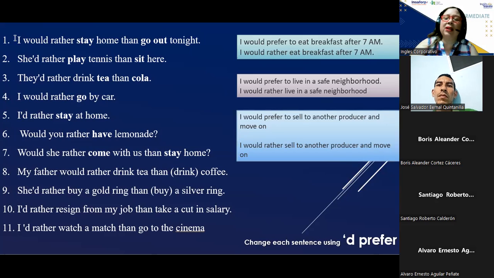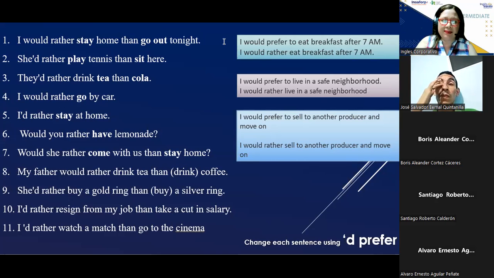So for example, let's read number one. Jose Salvador, can you read number one, please? I would rather stay home than go out tonight. All right, very good. So the subject is I, would rather, and then the verb stay, home, then go out tonight. Stay home is one option, go out tonight is the other option. Then the structure, remember: subject, would rather, then the verb in the simple form, and then we have than.